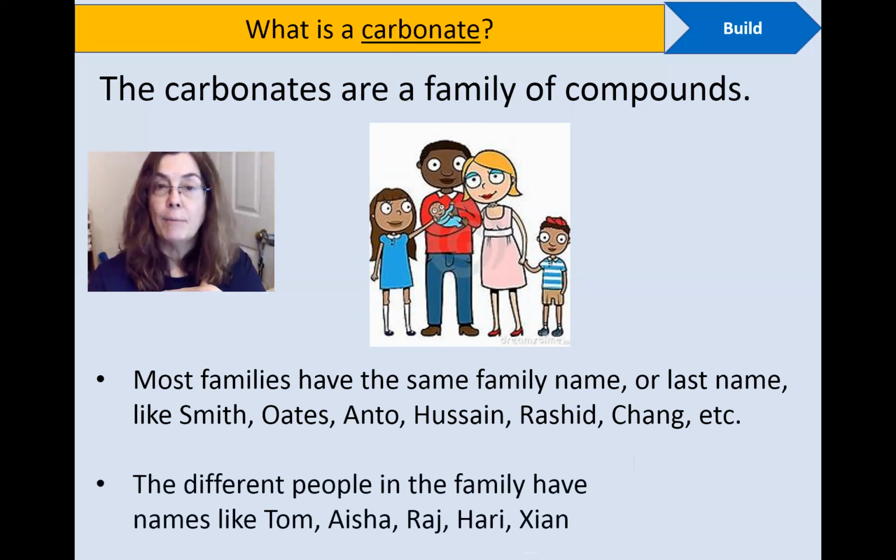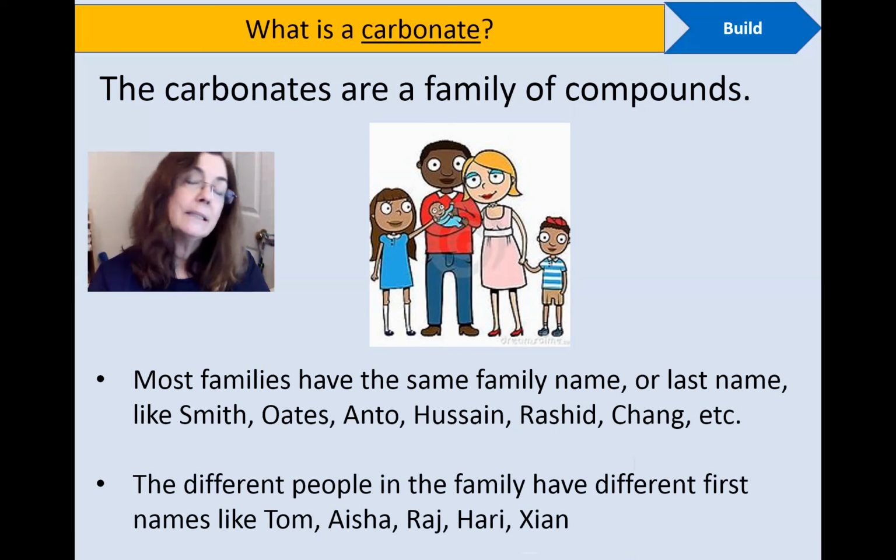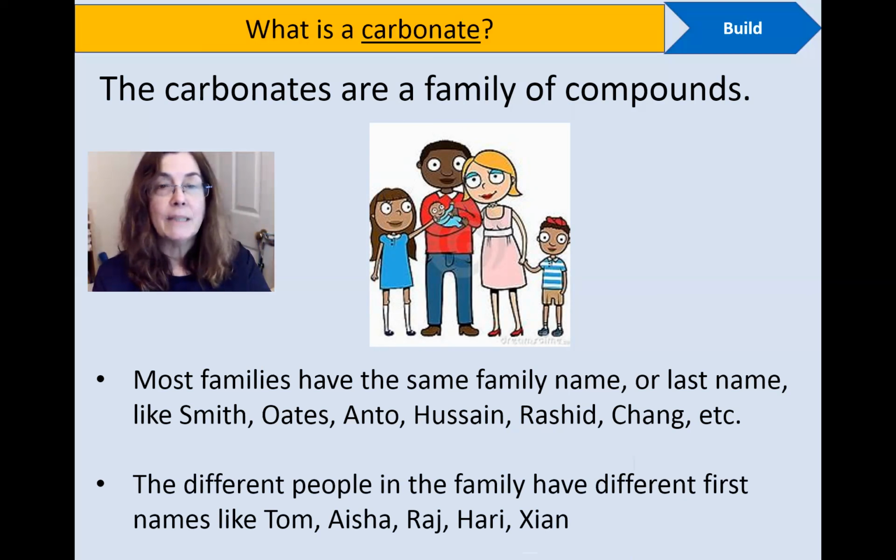and like any family, we can distinguish between the carbonates by their first name. So in my family, my sister's called Janet, my brother's called Peter, I'm called Karen. So my mum and dad can tell us apart. Well, it's the same with the carbonates. So like people in different families have different names. It could be Tom or Aisha or Raj, Harry, Jan. I'm Karen Oates, my sister's Janet Oates, my brother's Peter Oates. It could be Tom Smith, Daisy Smith, and Floella Smith. So it's to be able to tell them apart. So let's look at some examples on the next slide.